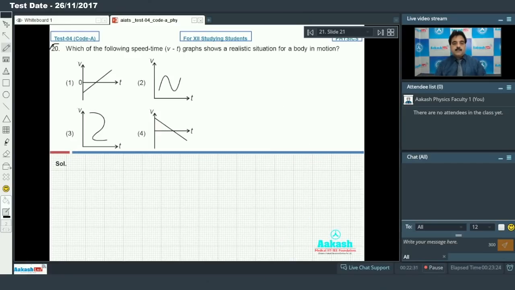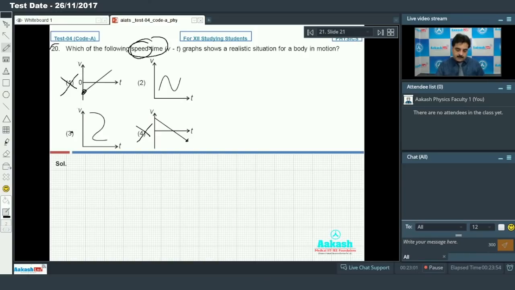Now I am going to take 20. Which of the following speed time graphs shows a realistic situation for a body in motion? So first I will concentrate on the speed time graph. This is not a velocity time graph. This is a speed time graph. So speed can never be negative. So the first option cannot be possible. The fourth option is not possible because negative values are also appearing here. See this. The first and fourth cannot be possible.